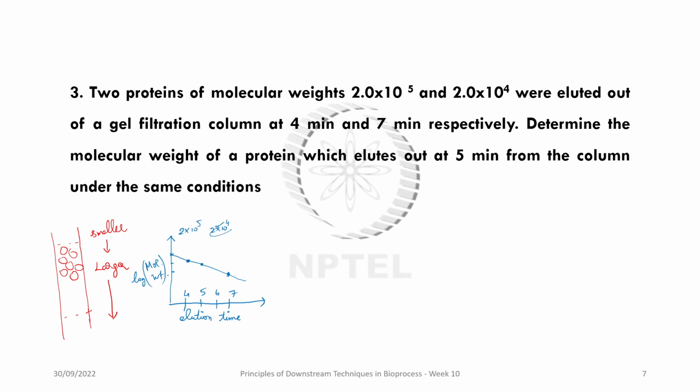Oh, I made a mistake here. So at 7 minutes you have 2 into 10 power 4. So you can see that there is an intercept and a slope, and you have the x and y axis. So what does that mean?